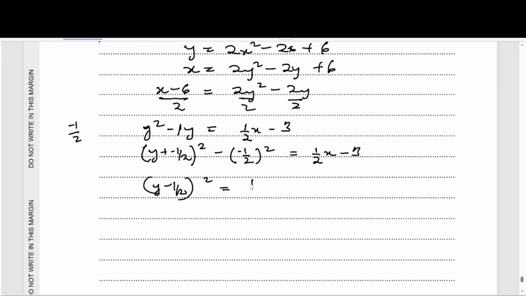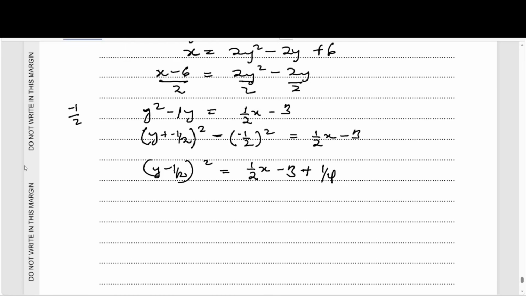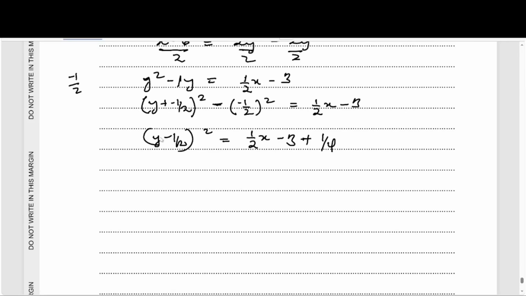Then we send this to the other side. We have half x minus 3. Then this becomes positive 1 over 4, because of this negative, sent to the other side, it becomes positive 1 over 4. Then we try solving this as well. So here we have y minus half all squared is equal to, so we solve this side over here, we have half x, and then 1 over 4 minus 3 is -11 over 4.